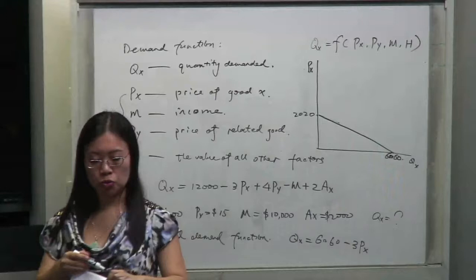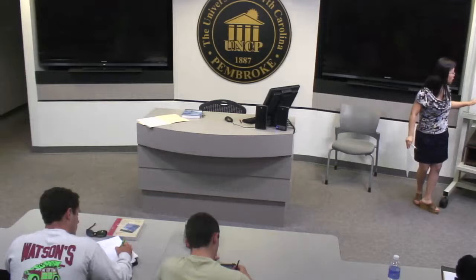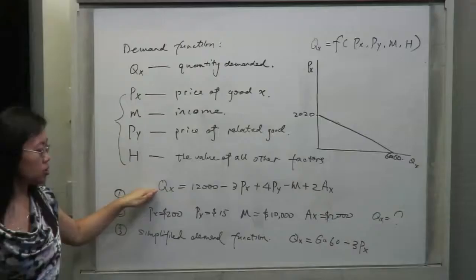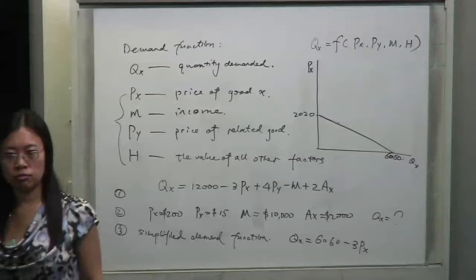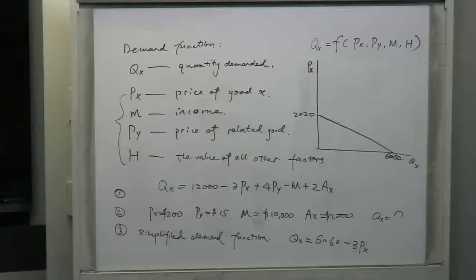So this is the demand curve based on this demand function and all that information. If any one of those variables' values changes, this demand is going to shift. But while we're holding those constant, that's the location of the demand.